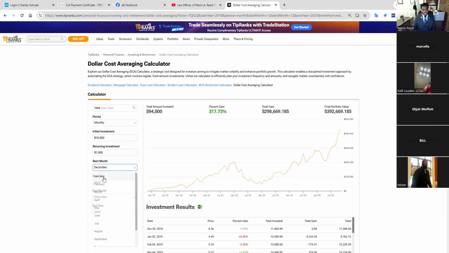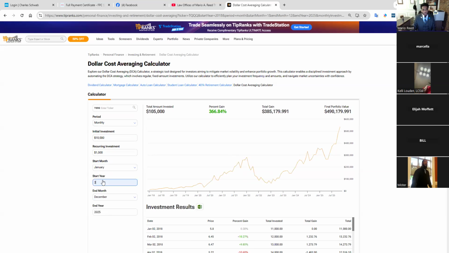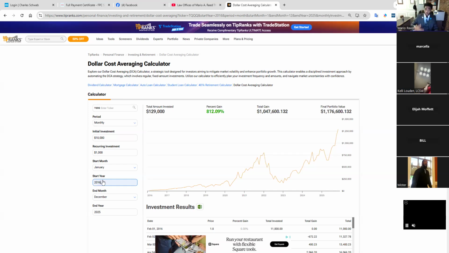Well, in January of 2016, had she taken $10,000, put it in her brokerage account, and purchased TQQQ, and then each month had invested $1,000 in that brokerage account while still purchasing more TQQQ, she would have contributed $129,000 of her money.